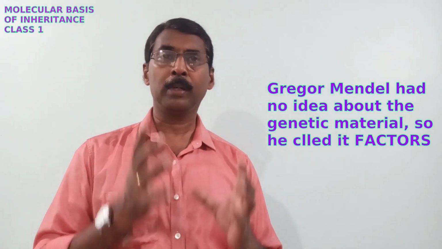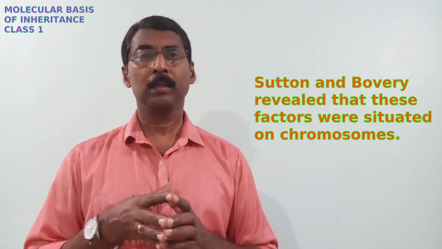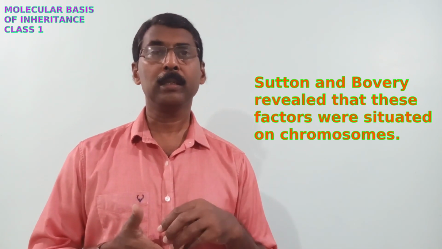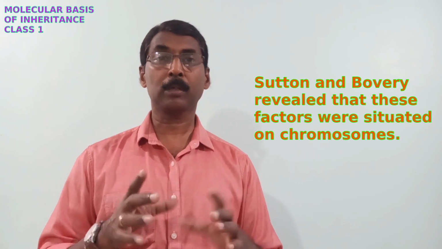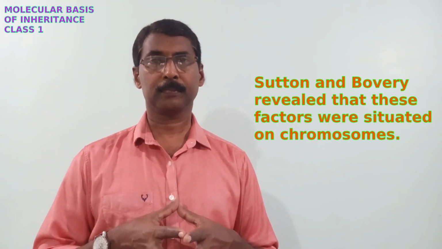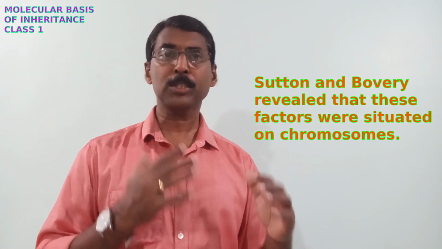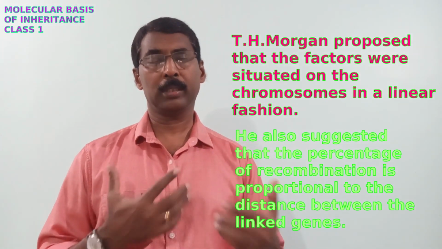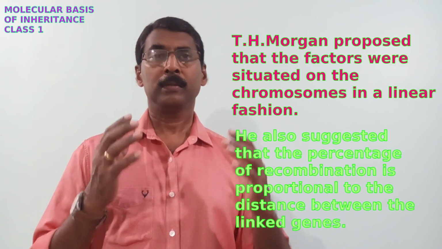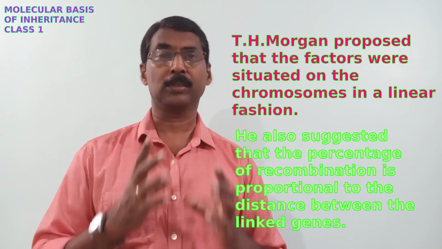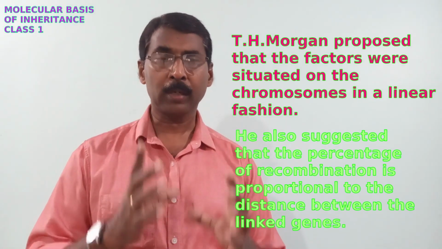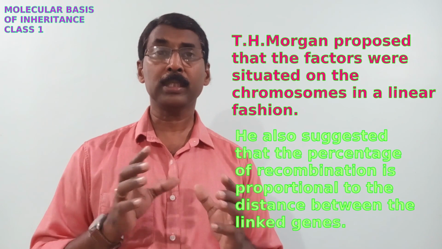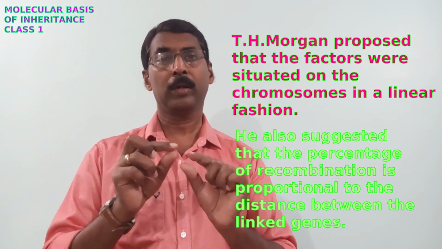Then the study of Sutton and Boveri revealed that the things which Gregor Mendel called factors were located on chromosomes. So they proposed the chromosome theory of inheritance. Then the work of T.H. Morgan and his student Sturtevant revealed further information regarding the genetic material. They suggested that the factors or the genes were located on the chromosomes and arranged in a linear fashion. That means several genes could be seen on a single chromosome.